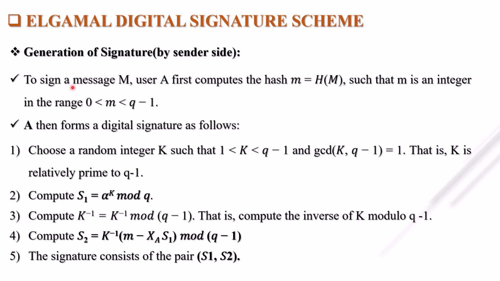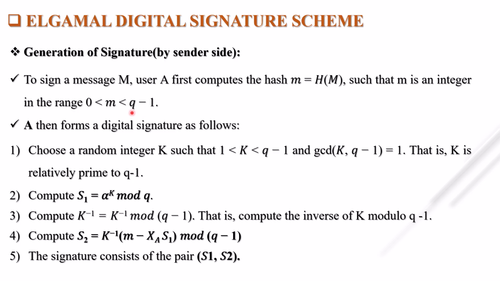So here you can see, to sign a message, user A first computes the hash. Suppose our message is, say, hello, how are you? So first we have to create the hash, say m, such that m is an integer in the range greater than 0 and less than q minus 1. What is our q? q is a prime number.